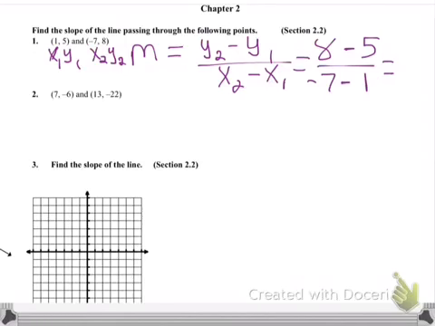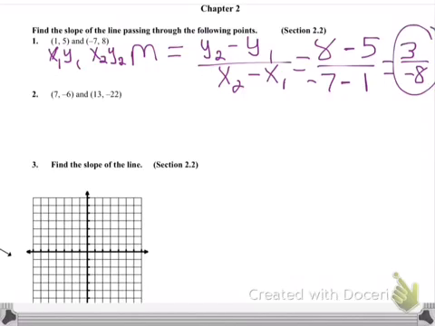If you're going to do this in the calculator, I've told you to use the fraction key, which is alpha y equals, and then enter. But really, it's a lot easier just to do it in your head. 8 minus 5 up top is 3. Negative 7 minus 1 on the bottom is negative 8. So negative 3/8 is your answer.